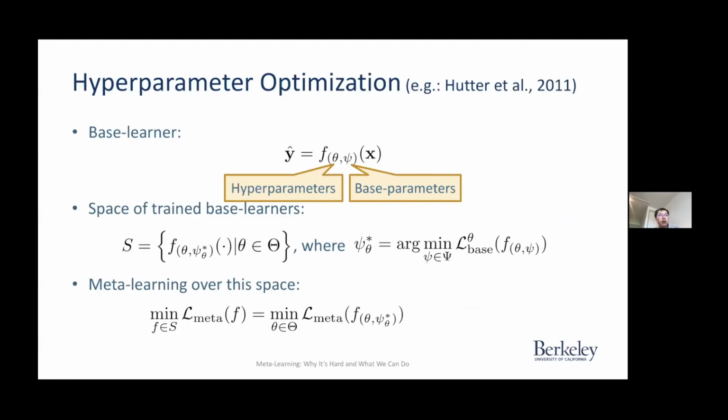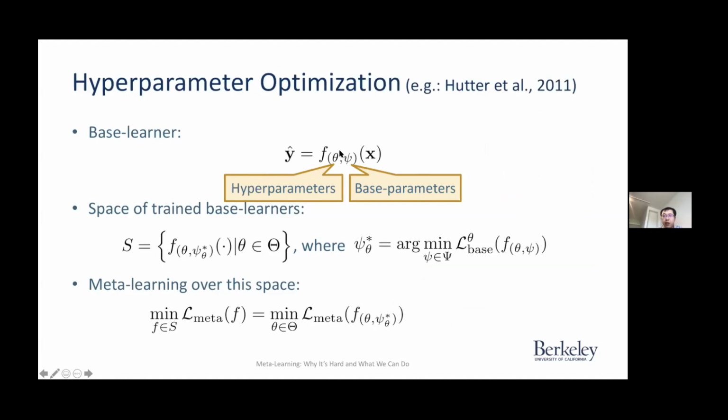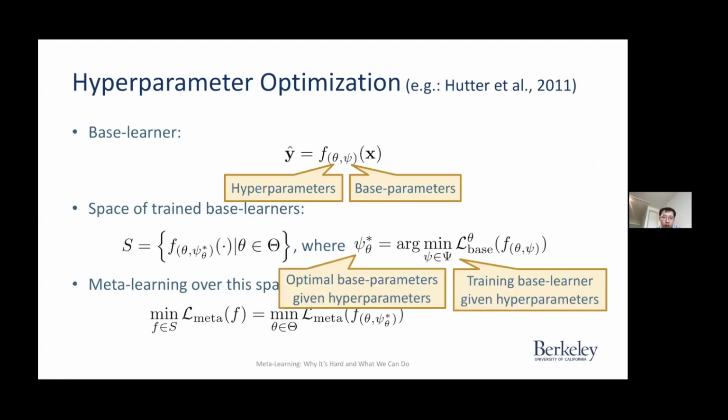So next we have a slightly different regime of hyperparameter optimization. That is also considered an instance of meta learning in the following sense. We have the same base learner as before. Remember, theta is the meta parameters, psi is the base parameters. Here we're just going to rename things: theta is going to be called the hyperparameters. So the difference is going to be this.